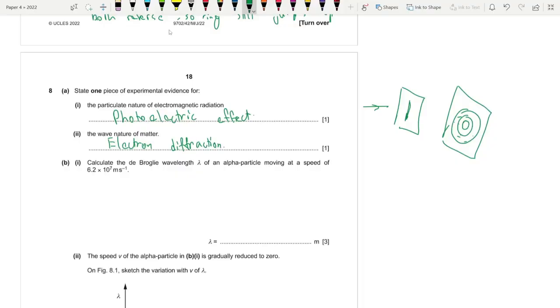So this indicates that the electron, which was initially a particle, the beam of electrons, after passing through the specific diffraction grating, has turned into a wave. So this is evidence for the wave nature of particles. All right, this is very important.